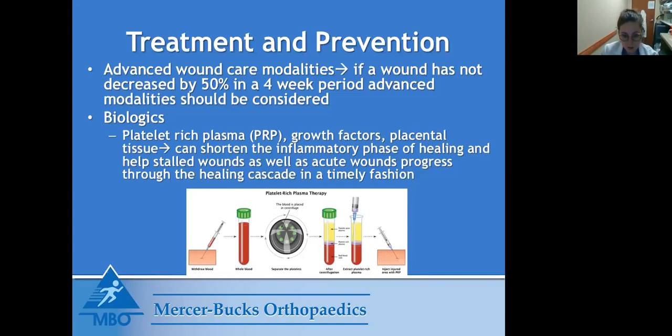This is a little blurry, so I apologize, but ultimately, the way that you get PRP, I just wanted to show a picture here, is you draw blood, you take all of the blood in a tube, you spin it down, that separates the platelets and the plasma from the red blood cells. You draw the platelet-rich aspect of this and you inject it. And what that ultimately does is, again, it helps shorten the inflammatory phase. It helps kick wounds back into gear so that they can heal in a timely fashion.